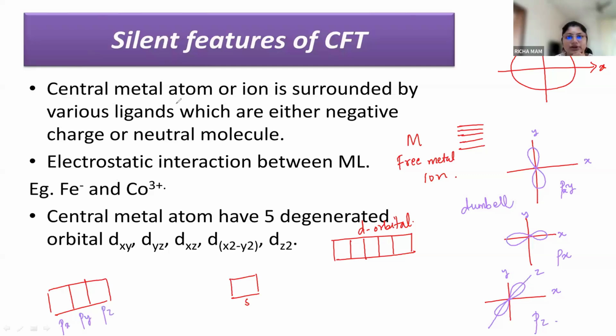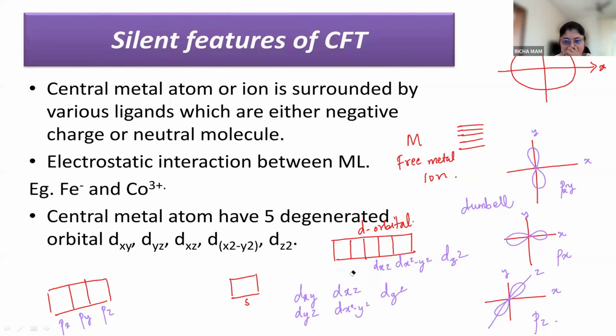And what about this? It is double dumbbell? Yes, very good. So the d orbital is double dumbbell. So how is it represented? So dxy, dyz, dxz, then dx square minus y square, and dz square. So these are the 5 orbitals. Okay, so I'll write it correctly. So it is dxy, dyz, dxz, dx square minus y square, and dz square. Okay, so these are the five orbitals.